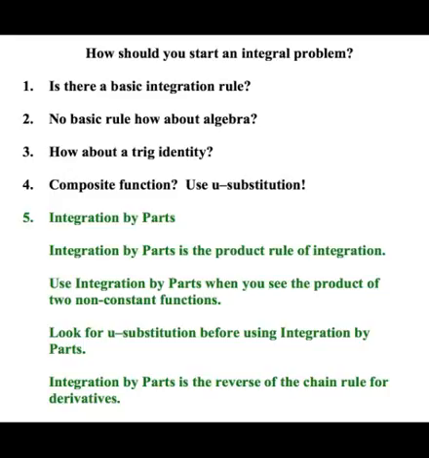Integration by parts is the product rule of integration. Use integration by parts when you see a product of two non-constant functions. Look for u substitution before using integration by parts. And integration by parts is the reverse of the chain rule for derivatives.